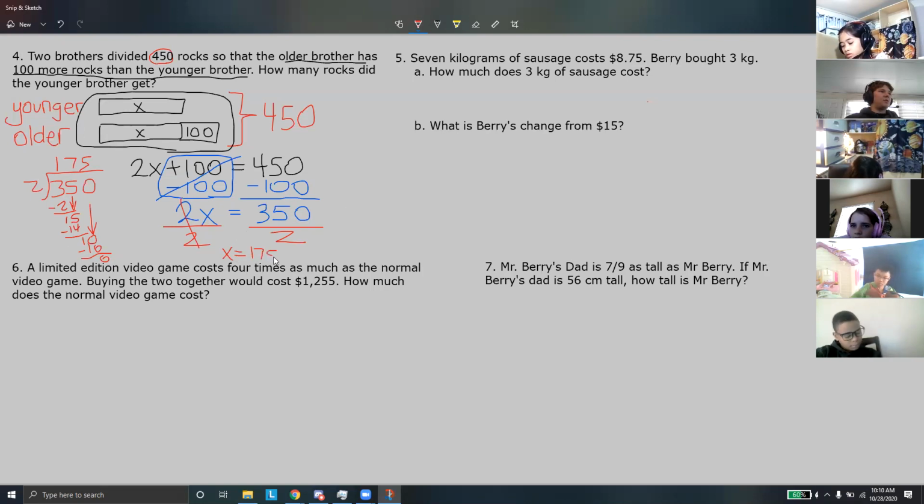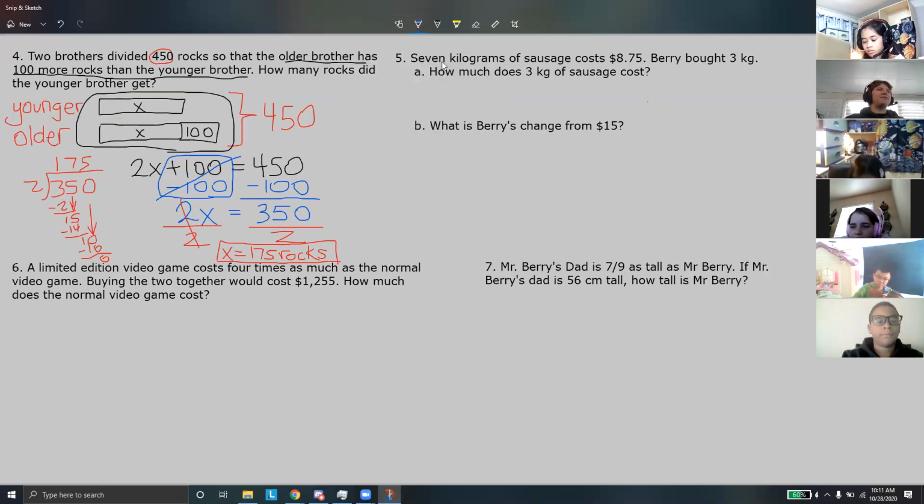And so let's just make sure that x is what our answer is. They're asking how many rocks did the younger brother get? And we see in our model, it says younger got x, and x is 175 rocks. So that is our answer. X equals 175 rocks. Everyone make sure you're writing this down.